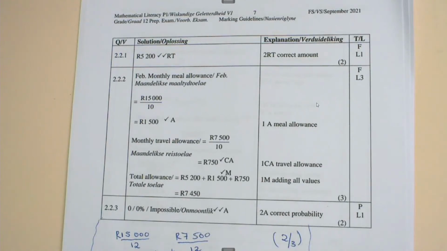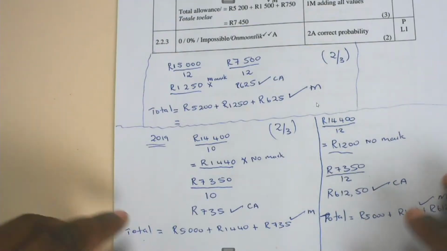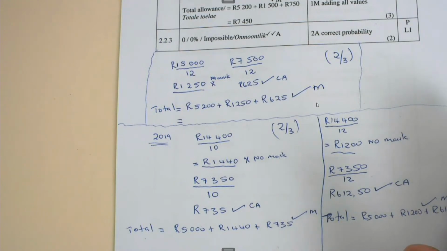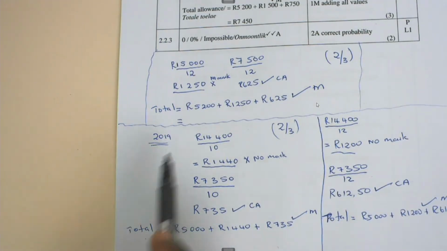Now, let's look at the possible answers or possible methods to that. Some learners will divide by 12. If a learner divides by 12, a learner will get 2 out of 3. Now, let's look at there. It's 15.